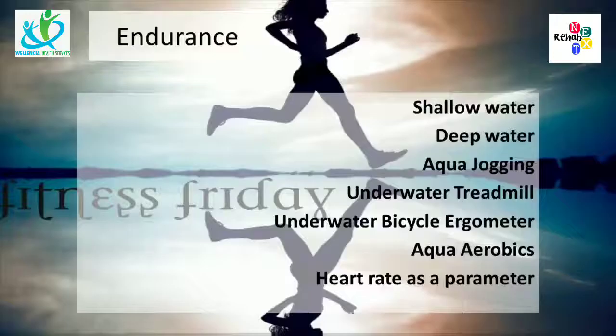Endurance can also be managed in shallow and deep water, and the simple way of doing this would be aqua jogging, underwater treadmill exercises, underwater bicycle ergometer, and aqua aerobics. Typically we use heart rate as a parameter at the jugular pulse to measure the percentage or the intensity of the activity. At the same time, we can also use rate of perceived exertion, that is the ability of the patient to speak when performing the activity, to understand whether the activity is high, low, or moderate intensity.